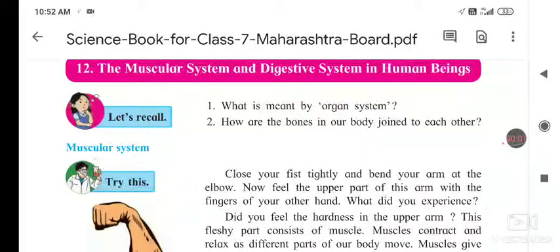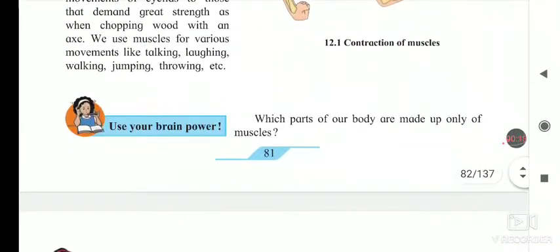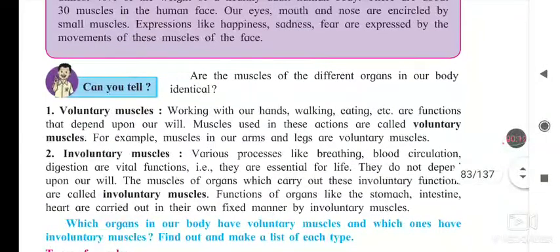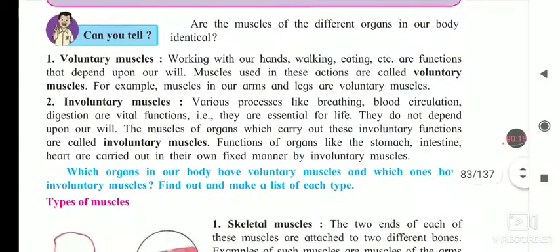Students, lesson number 12, muscular system and digestive system in human beings. Under this, in the muscular system, we saw the types of muscle, that is voluntary muscles and involuntary muscles, that we had seen, and we got the information about the muscles which are present in our body.